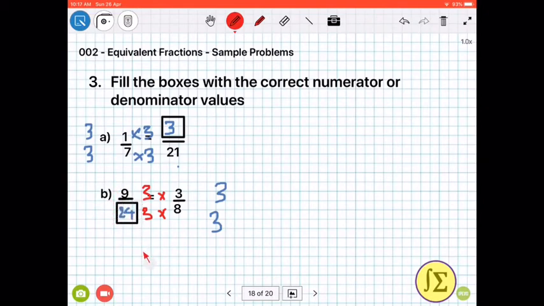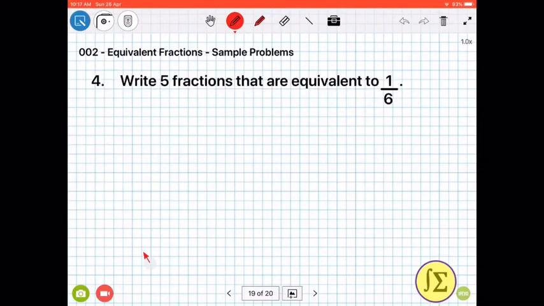All right, let's move on to problem number 4. Write 5 fractions that are equivalent to 1 over 6. This is quite easy. We have 1 over 6, and we just have to create 5 other fractions that are equal to 1 over 6. You just multiply the numerator and denominator by the same number.